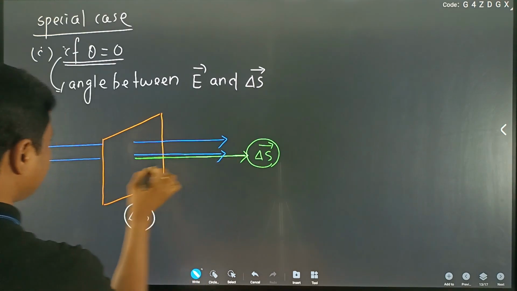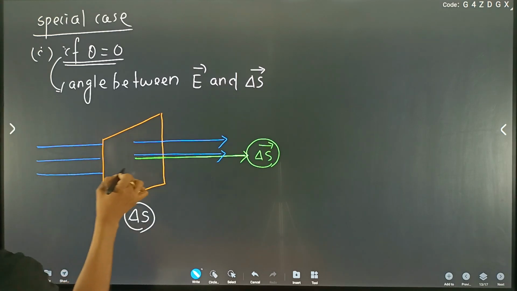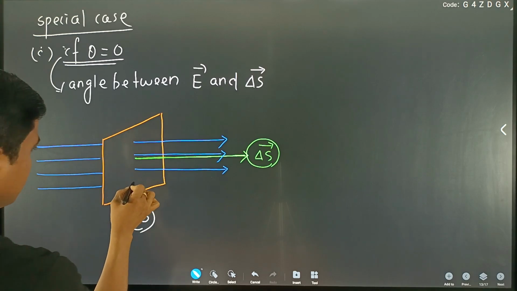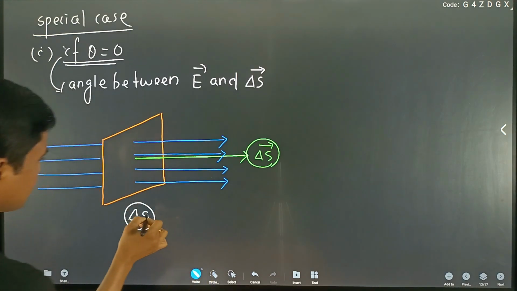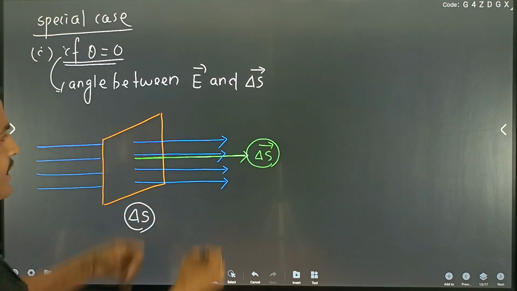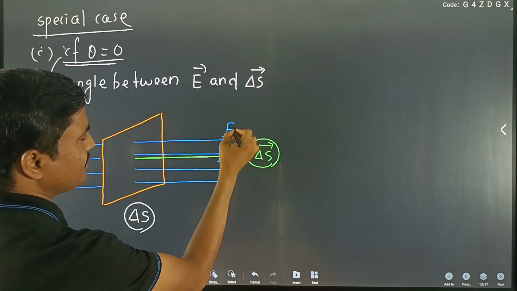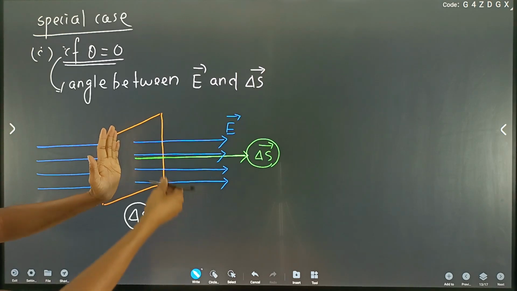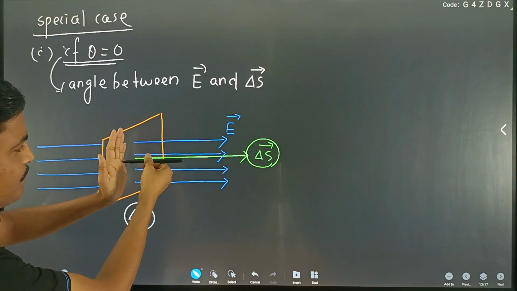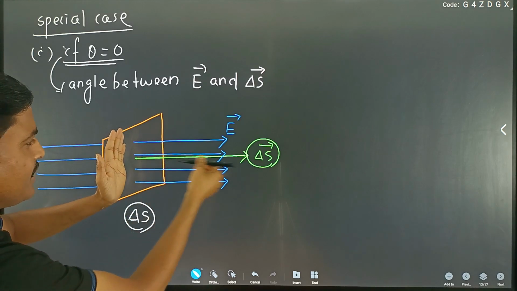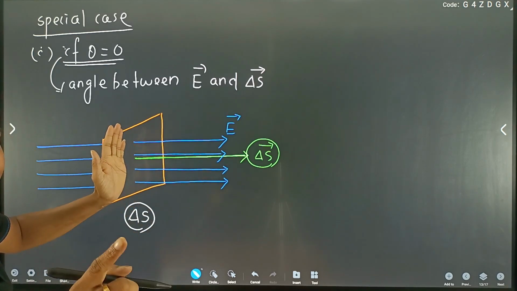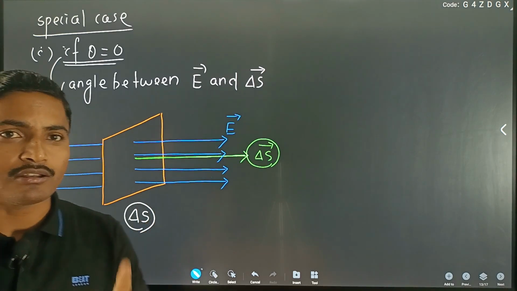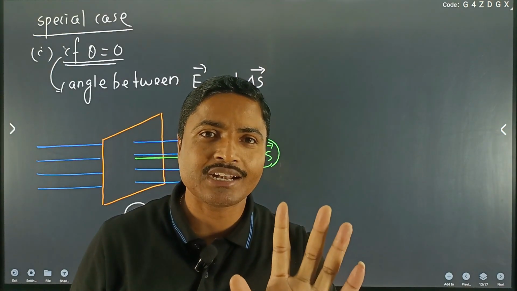and all the electric field lines in this case are parallel to each other, and the field lines are perpendicular to the surface area. These are the electric field lines, the direction of the electric field. The surface area is just like this. Electric field is perpendicular to the area, but electric field is parallel to area vector. Area and area vector both are different.